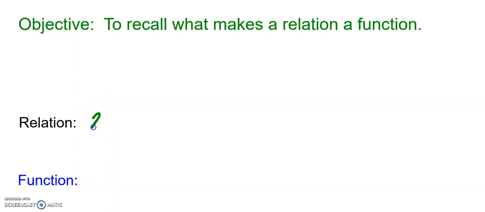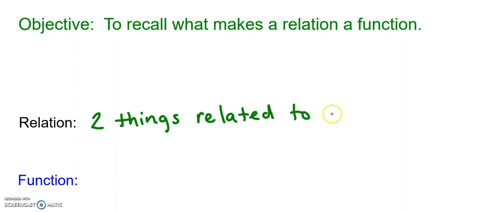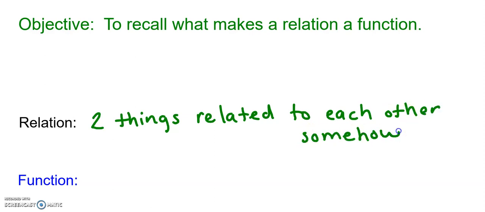So let's define it as two things related to each other somehow. For example, Taylor Swift and Katy Perry, they're related somehow. Not genetically, I know, but they have a relationship, right? Height and weight, they have a relationship. Your GPA and the amount of hours you study, right? So there are two things that are related to each other somehow.